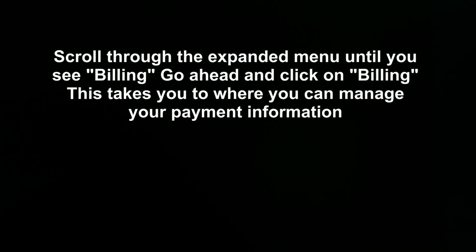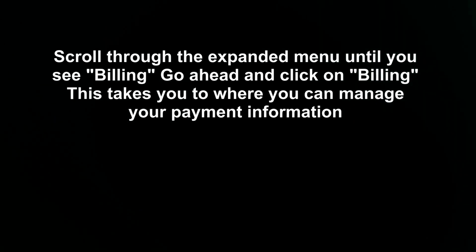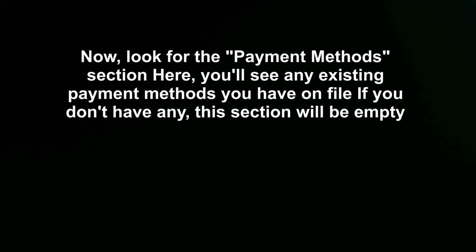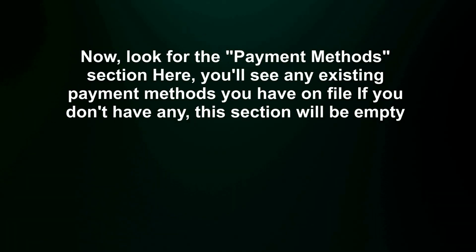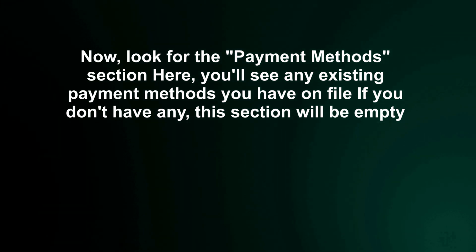Scroll through the expanded menu until you see Billing. Go ahead and click on Billing. This takes you to where you can manage your payment information. Now, look for the Payment Methods section here. You'll see any existing payment methods you have on file. If you don't have any, this section will be empty.